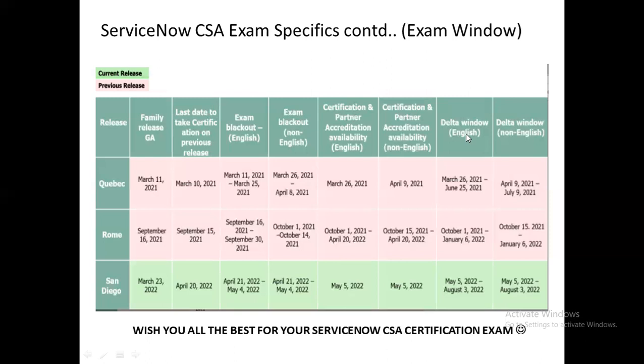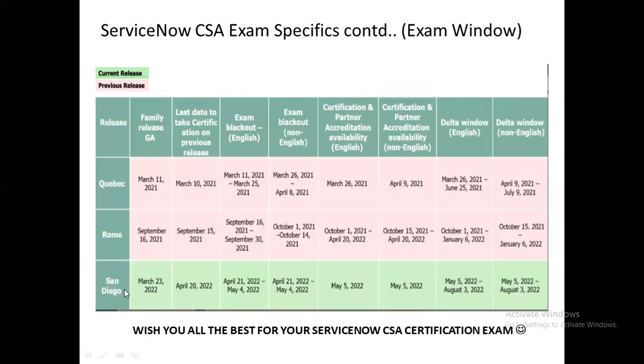And the time period which is allowed to do that is 3 months after that particular exam is released. What we see here is San Diego has been released on May 5th, 2022. Now delta will be available for 3 months, or I would say 90 days from this May 5 window. So you can write the delta exam only till 3rd of August 2022 for San Diego. Which means if you've already done Rome CSA in the Rome version, you have time only till August 3, 2022 to write the delta exam for San Diego.